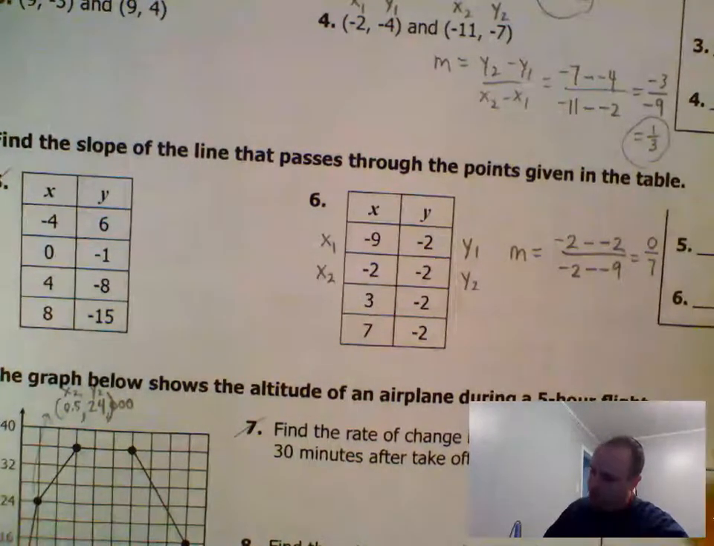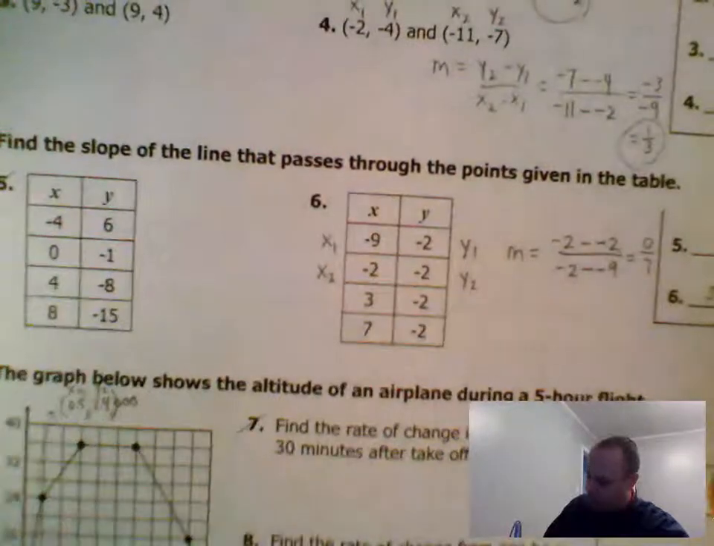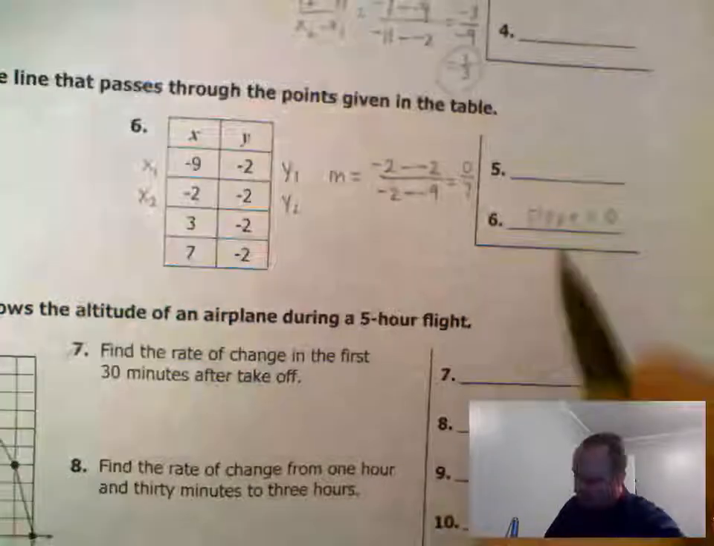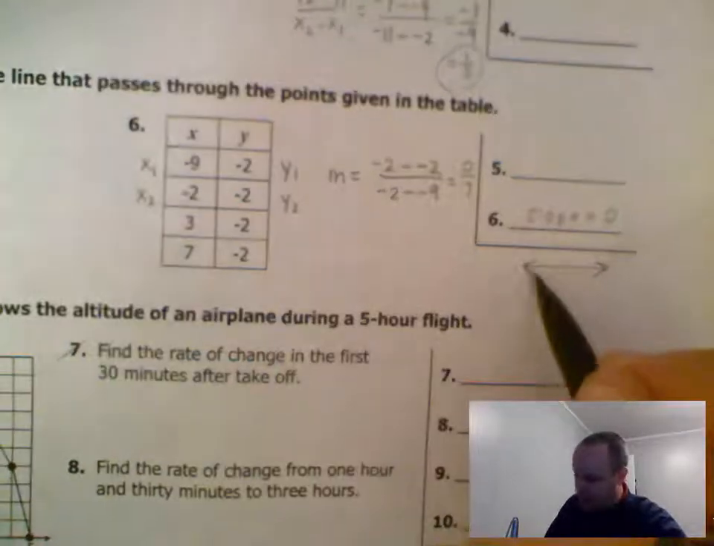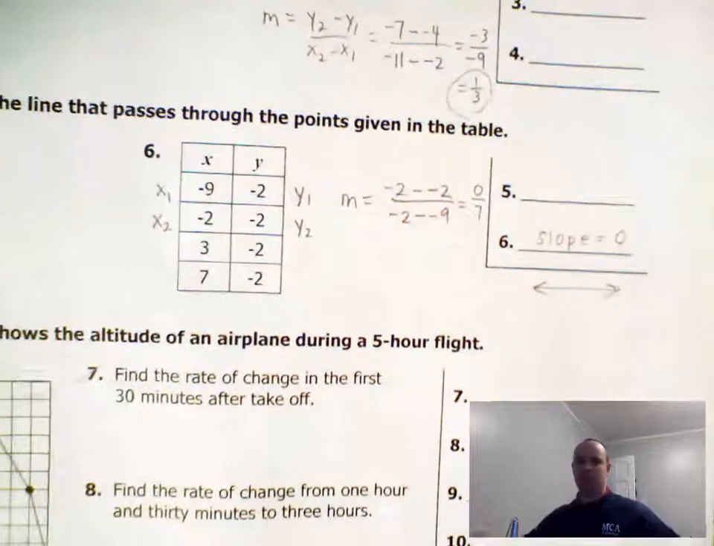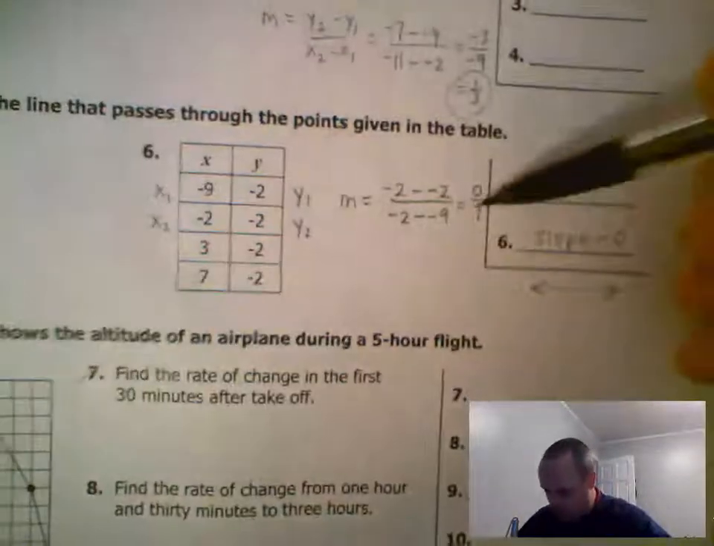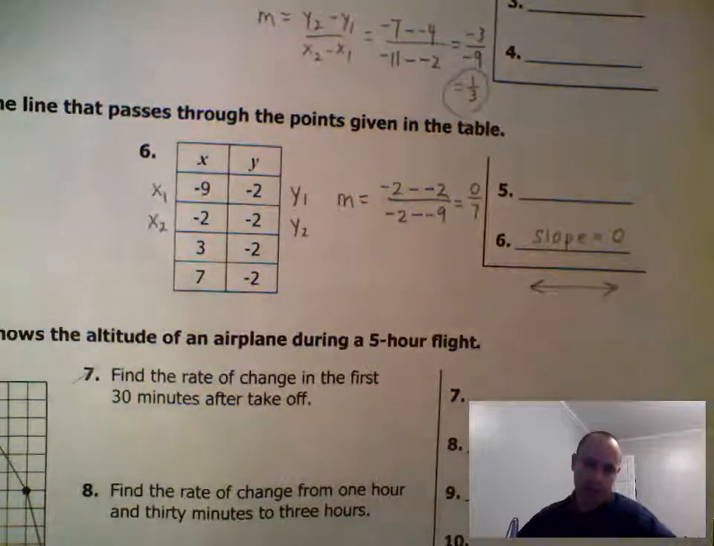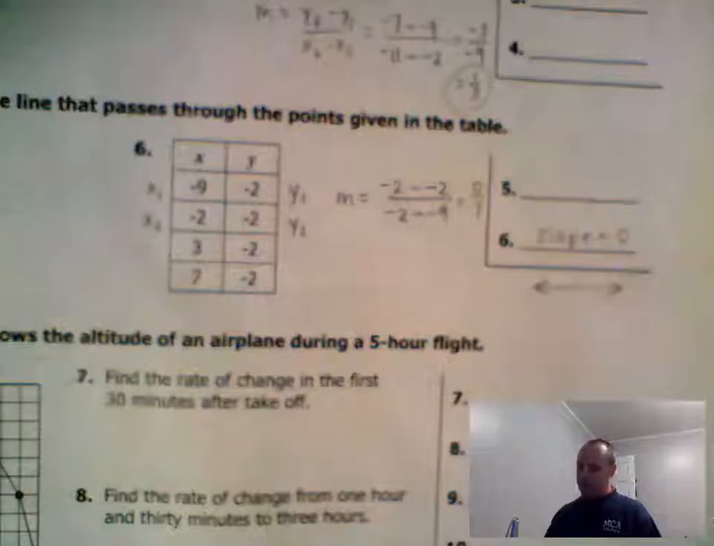And 0 out of 7 is just a slope of 0. All right, a slope of 0. So your answer for number 6 is a slope of 0. Zeros are like the horizontal lines, right? The undefined slope, if it's like, say your answer was like 7 over 0, then that's undefined, and that's like your vertical line, right?